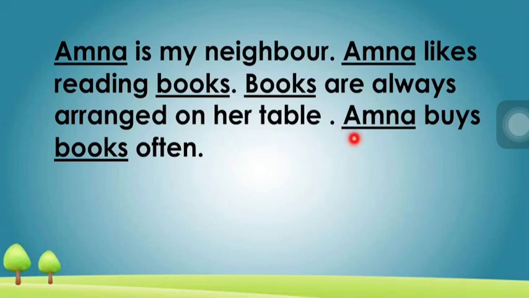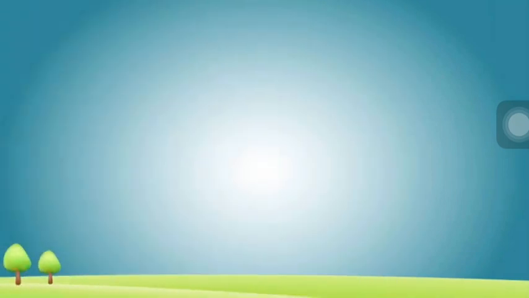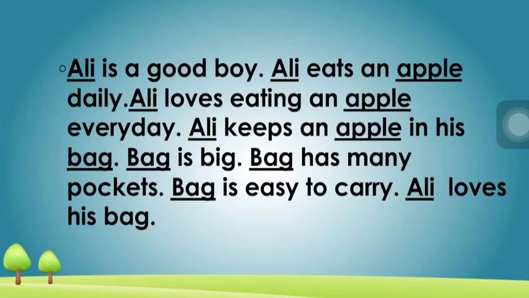Now here, in place of Amna, what pronoun will I use? Can I write we? No, not at all. We use we when we are talking about ourselves and some other people. So here, Amna is singular and Amna is a female. So we will write she. She buys. Now what pronoun have we used for books? She buys them often. Here them is a pronoun showing that the books belong to Amna. Very well done, children. Let's practice one more paragraph.